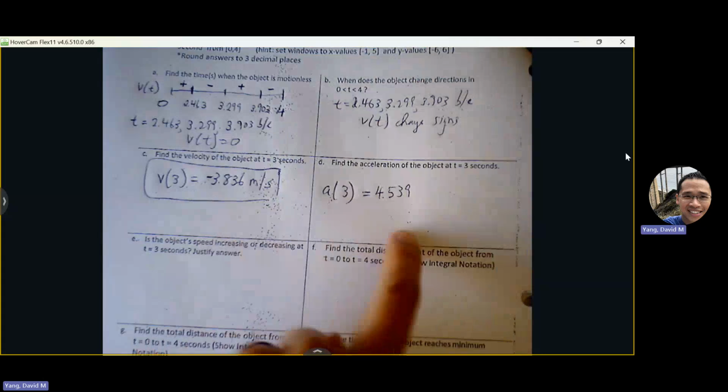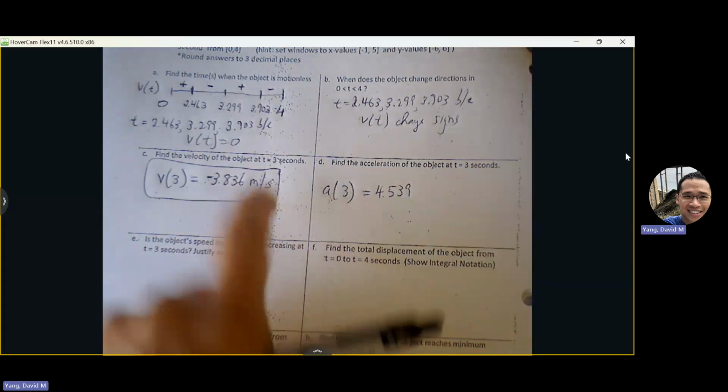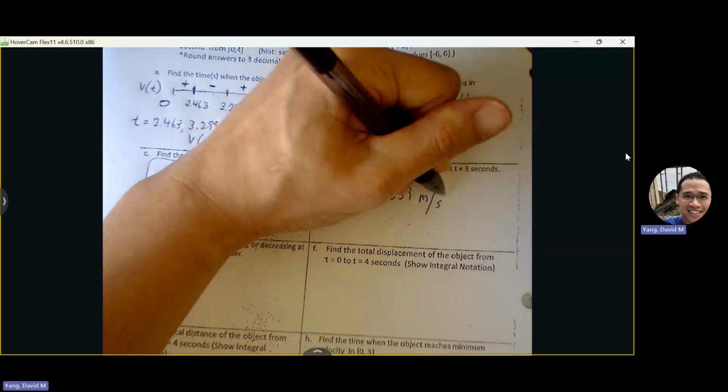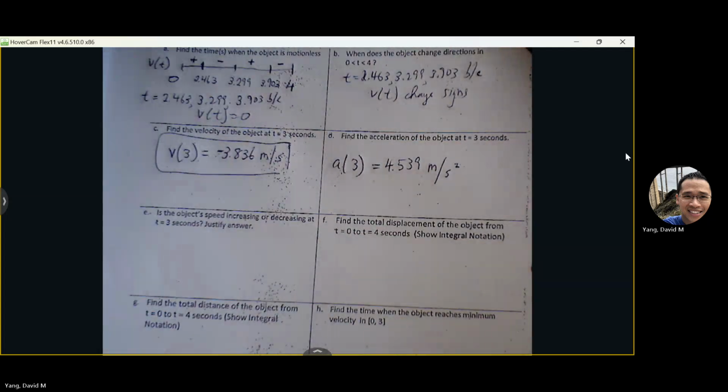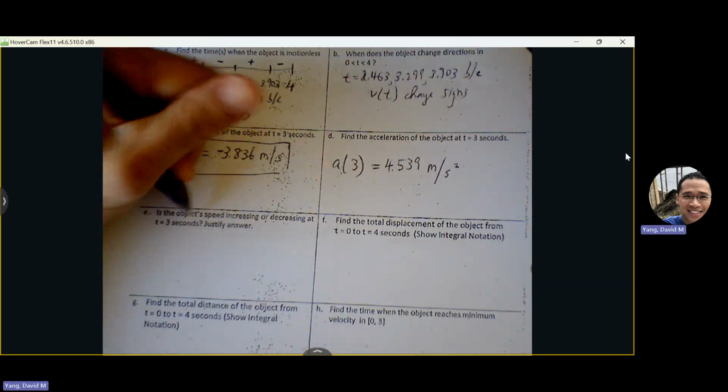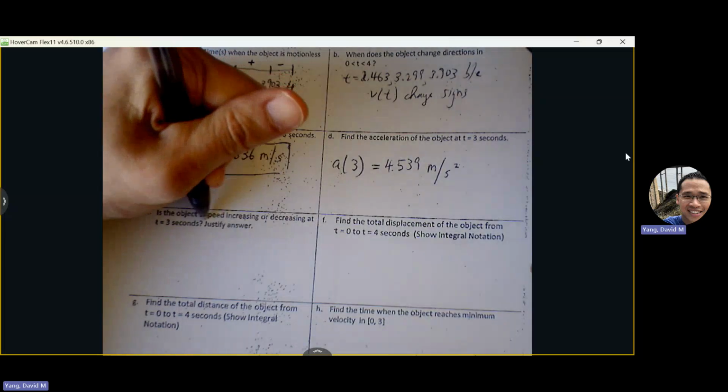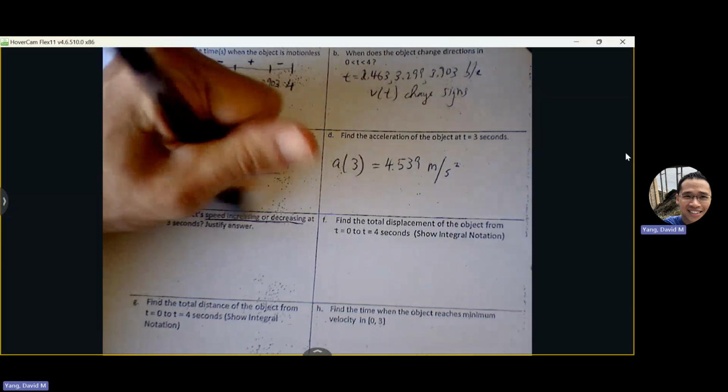What's a unit of measure for acceleration if velocity is meters per second? Yeah, meters per second, which reduced to meters per second squared. Part E, this is the first semester topic here. Is the object's speed increasing or decreasing?